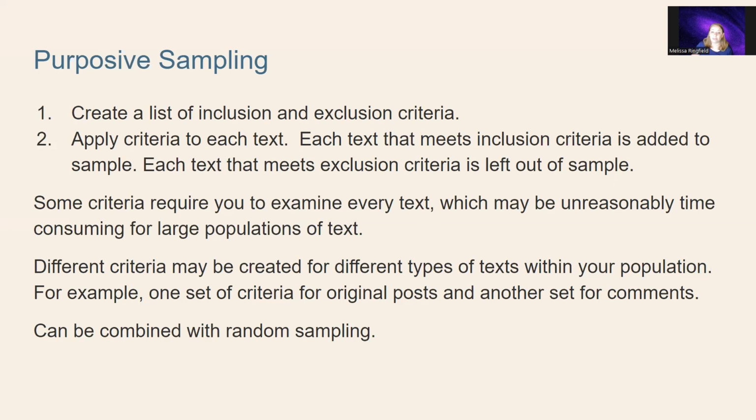Some criteria require you to examine every text, which may be unreasonably time-consuming for large populations. Different criteria may be created for different types of texts within your population. For example, you might have one set of criteria for original posts and another set for comments. And this can be combined with random sampling.